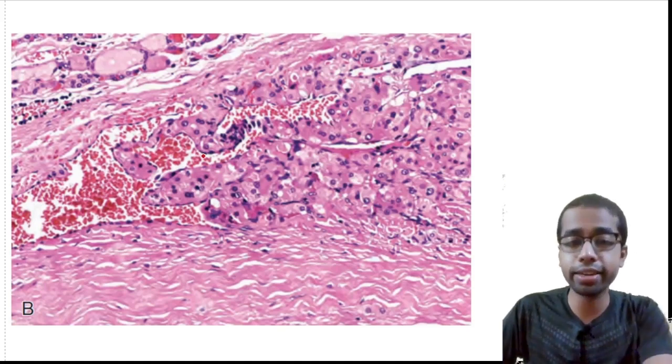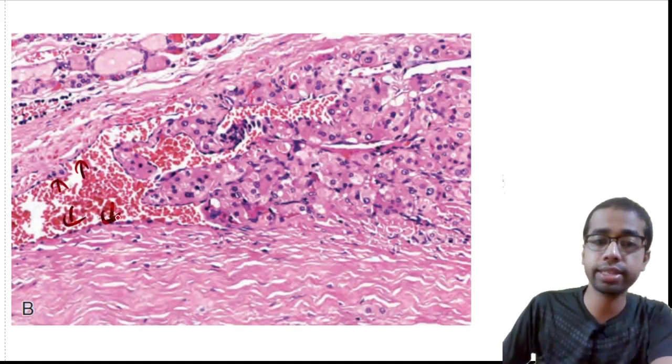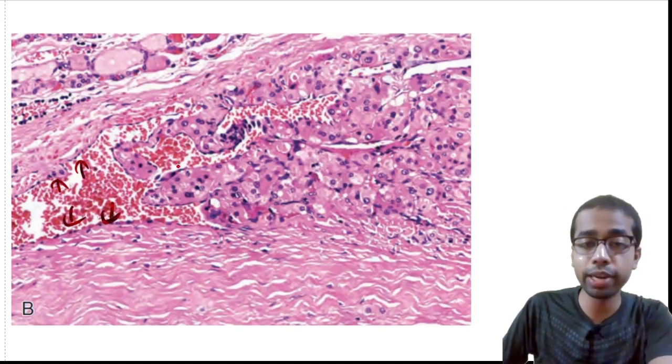Again, here you can see this is the vessel lined by endothelium. I don't know if the arrow mark is visible. Yes, that's the endothelial lining, and the same endothelial lining is also lining the tumor portion. That's why it's an angio invasion.